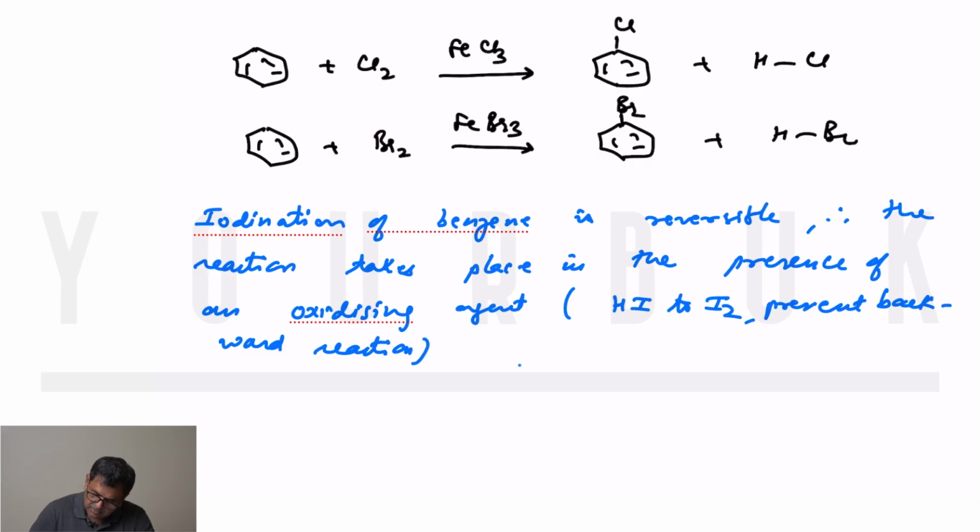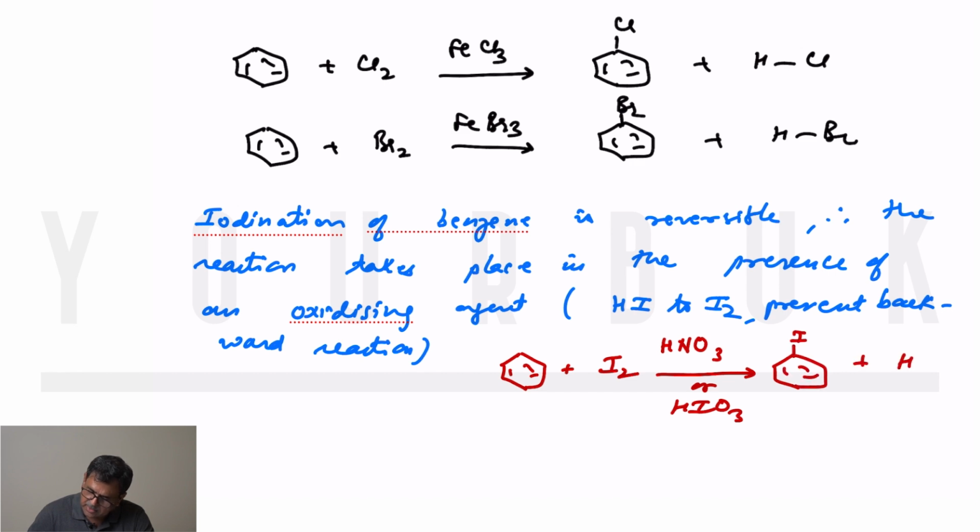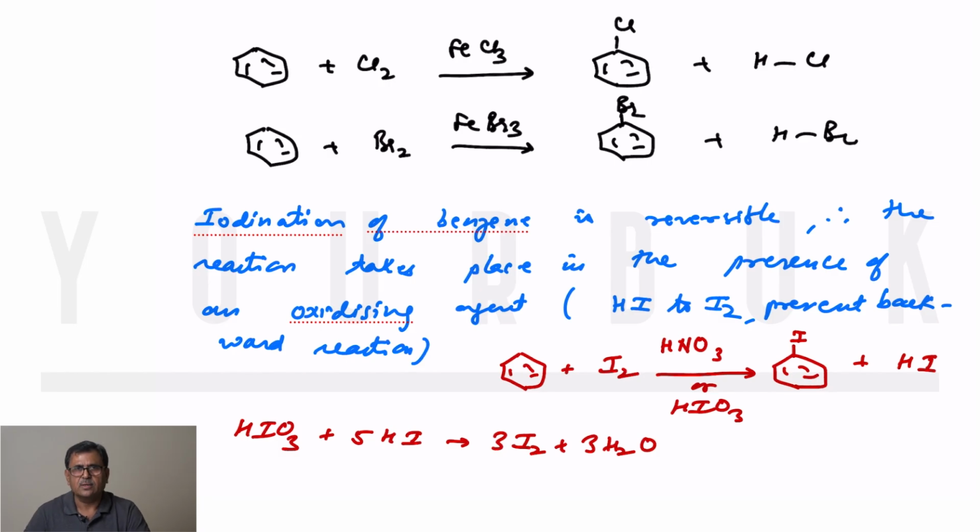Now this is the equation involved. This is benzene on reaction with iodine in the presence of an oxidizing agent, either HNO3, nitric acid, or we can use HIO3, iodic acid. It gives iodobenzene plus HI. And HIO3, being an oxidizing agent, oxidizes the HI to iodine and prevents the backward reaction. And direct fluorination does not take place.